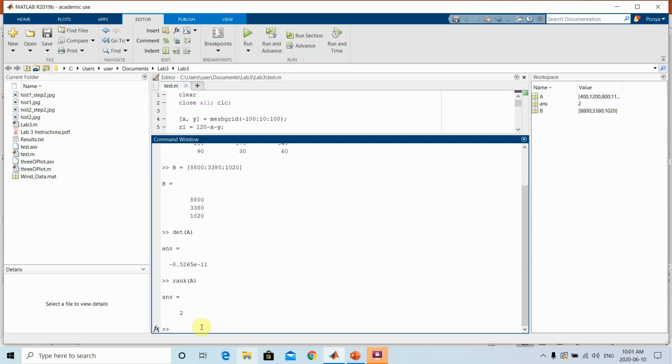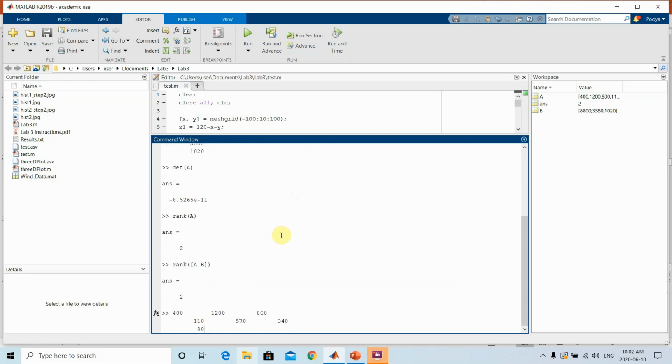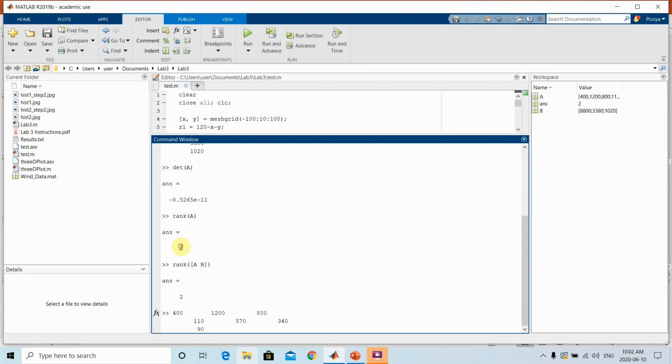Let's now look at the rank of the augmented matrix A and B. If I put B beside A, and let's look at this one. It's also equal to 2. So that shows that the rank of A and the rank of AB are equal. This means that we can definitely make this vector out of a linear combination of these 3 vectors here. Okay, so rank of A is smaller than n, which is 3, and rank of AB is equal to rank of A.